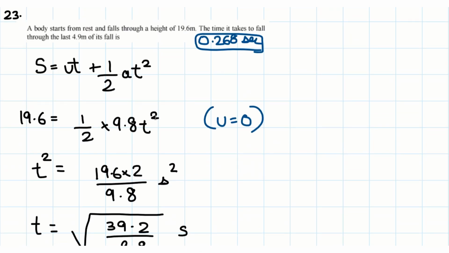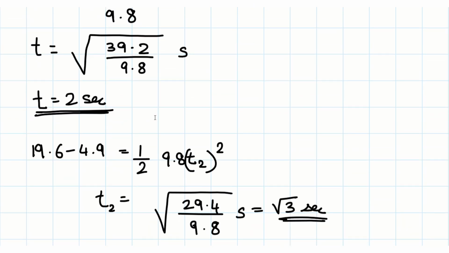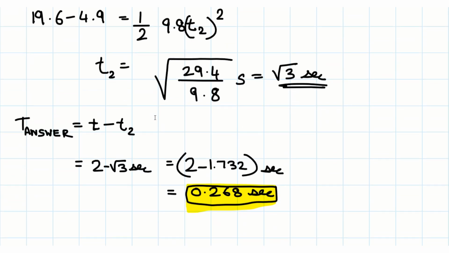In question 23, a body starts from rest and falls through a height of 19.6 meters. This is rectilinear motion with u equal to 0 and acceleration is downwards. We need to find the time taken for it to fall through the last 4.9 meters of its fall. When we apply the second equation of motion, we get height equal to half at square because value of u equal to 0, 19.6 equal to half into 9.8 t square where g equal to 9.8, and when we simplify that, we get the value of time approximately equal to 2 seconds.